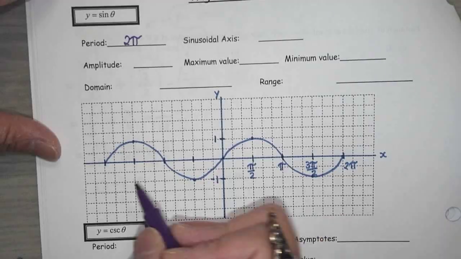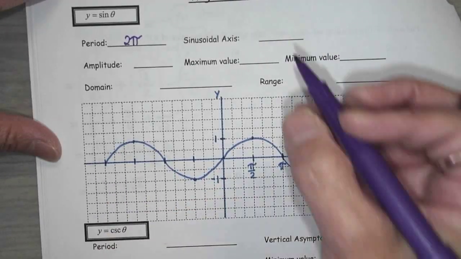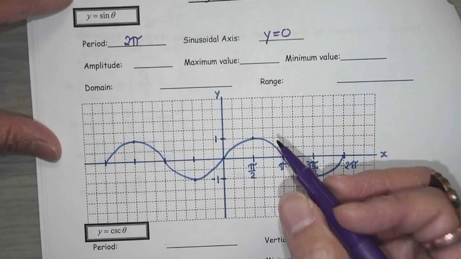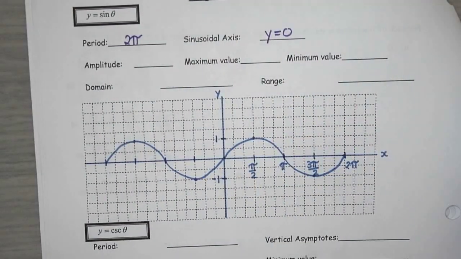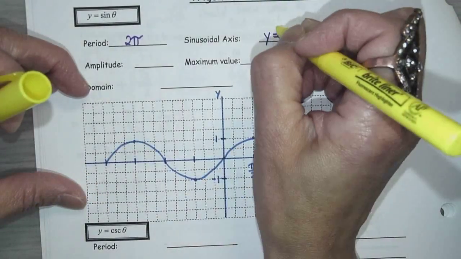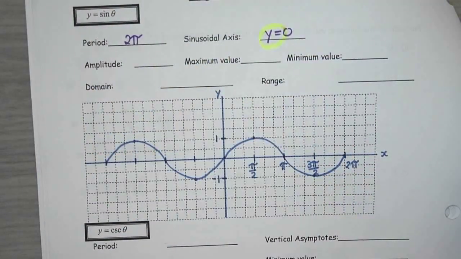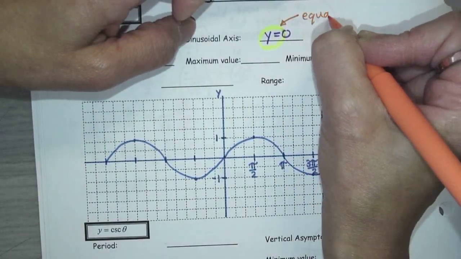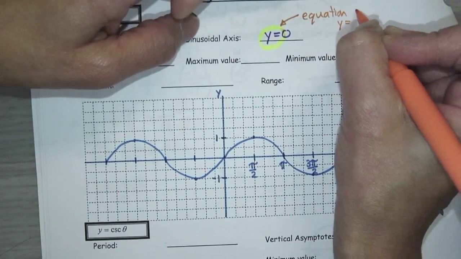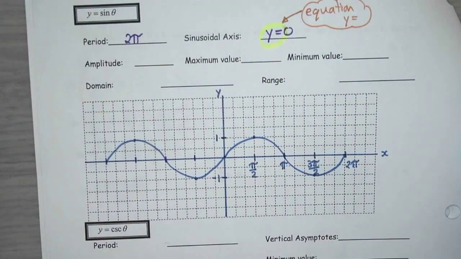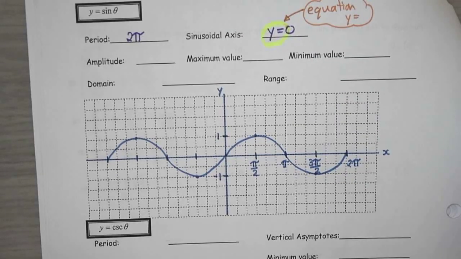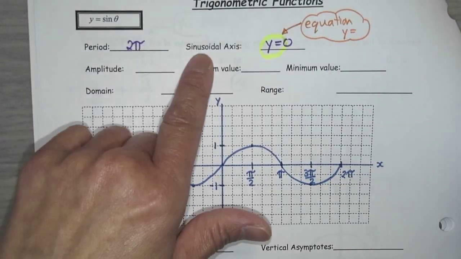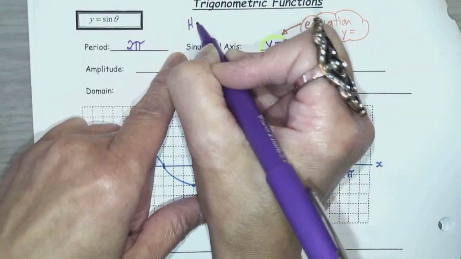The sinusoidal axis is the halfway point in between the max and the min, which is at y equals 0. Right? That's the halfway point. I always, always, always want the equation. So please remember, whenever we answer this one, it's an equation. We don't say equation, but we mean for it to be an equation. And that's the halfway point between the top and the bottom, the max and the min. We know the definition of sinusoidal: halfway.